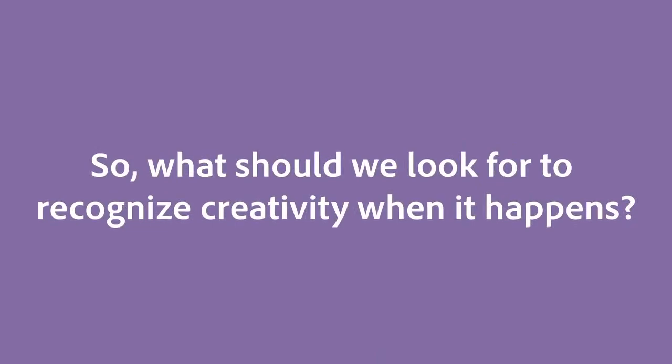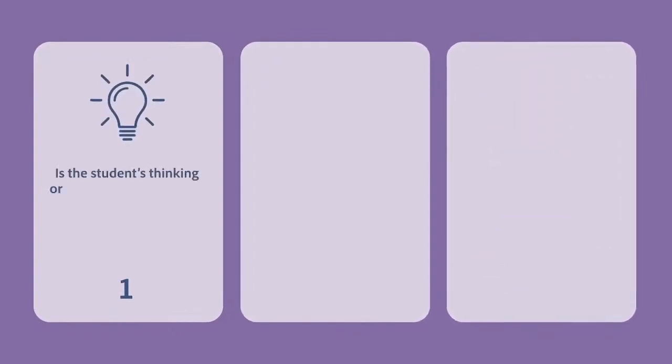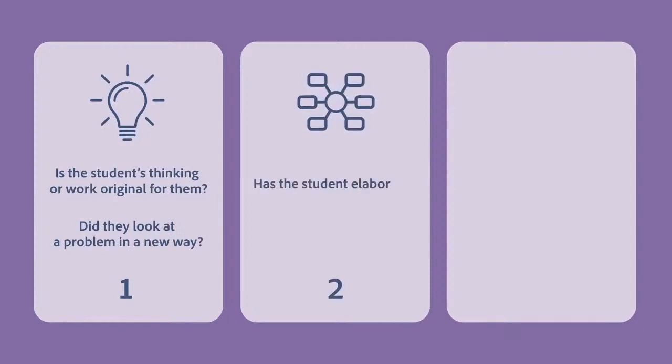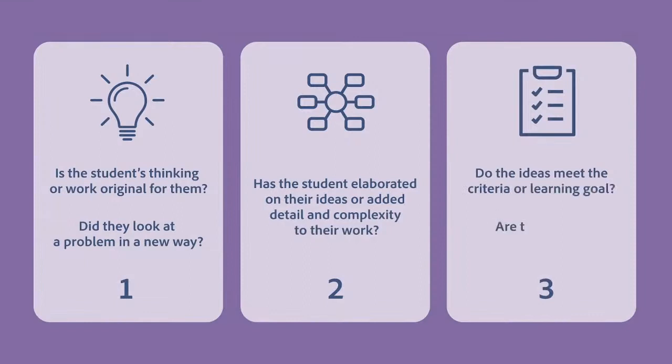So, what should we look for to recognize creativity when it happens? Start by asking yourself, is the student's thinking or work original for them? Did they look at a problem in a new way? Next, has the student elaborated on their ideas or added detail and complexity to their work? And finally, do the ideas meet the criteria or learning goal? Are these ideas meaningful, useful, and relevant?